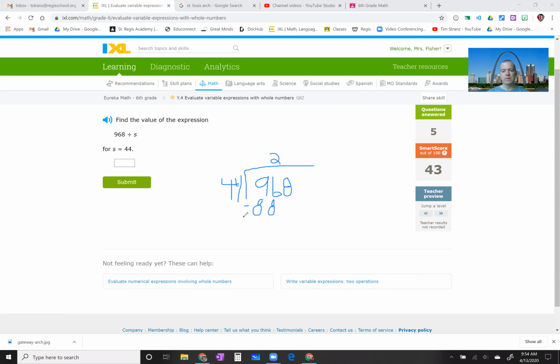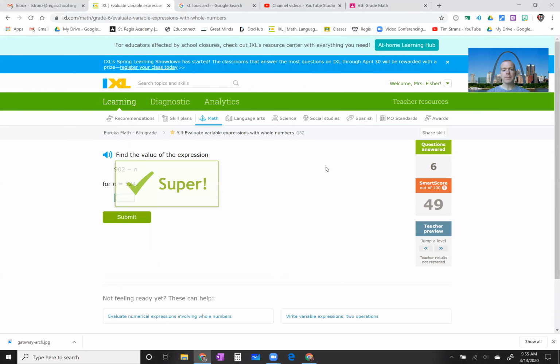Okay, track this. Got to borrow one from over here, so that becomes an 8. This becomes 16. 16 minus 8 is 8. Bring down this 8. 44 goes in 88. We just said twice. Right, so there you go. So your answer is going to be 22. Okay, so there you go.